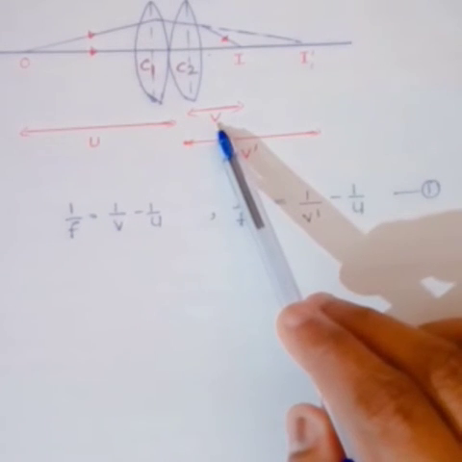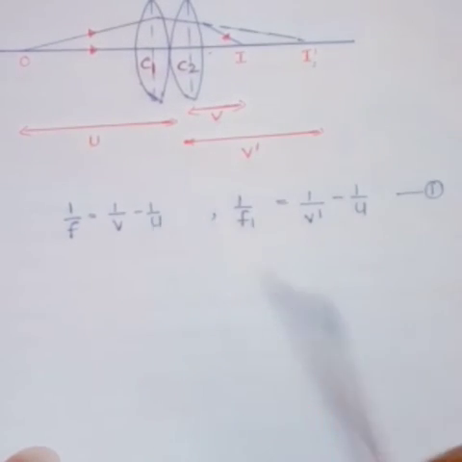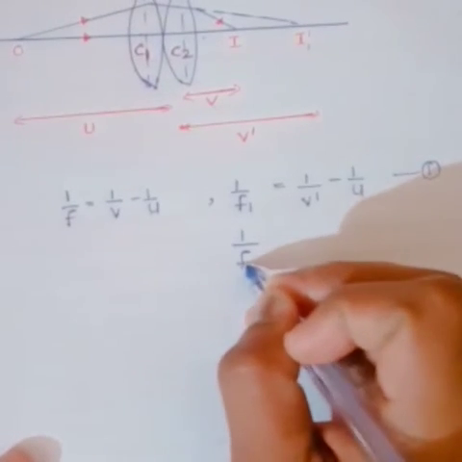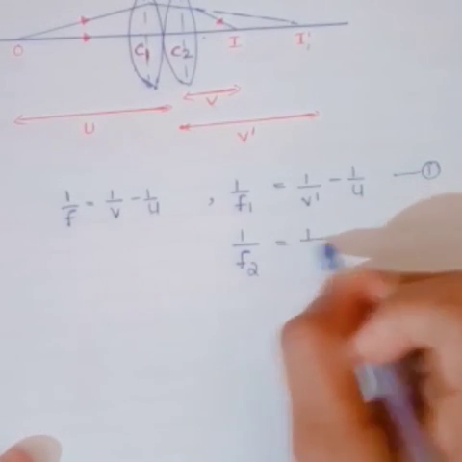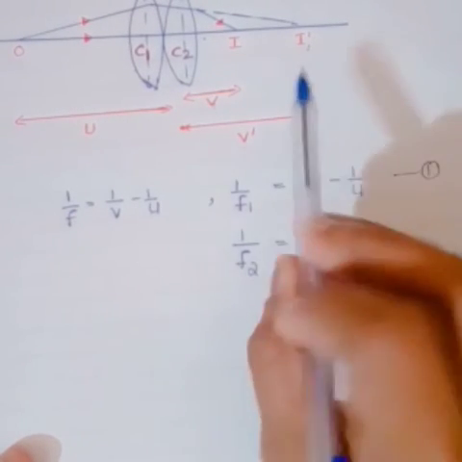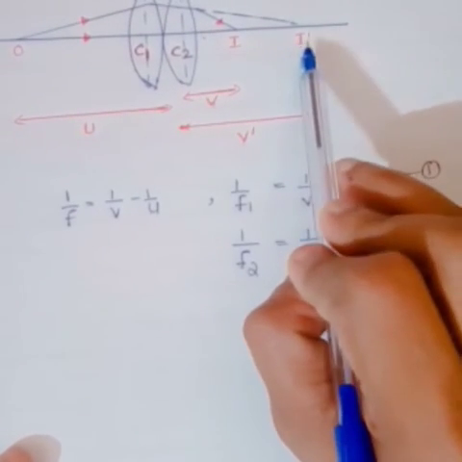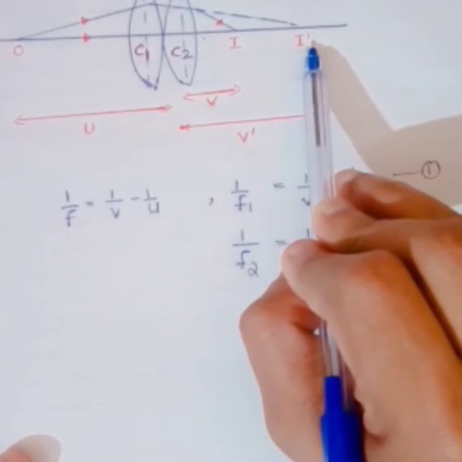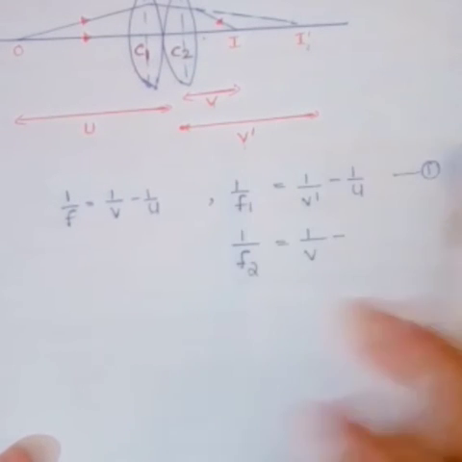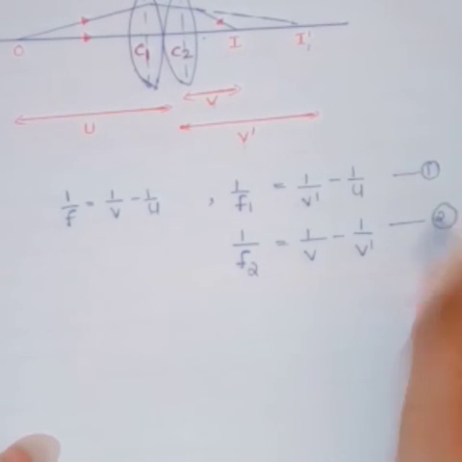Then again we apply the thin lens formula. For the second lens, the focal length is f2, so 1 by f2 is equal to 1 by V, the image distance, minus 1 by the object distance. Here I dash acts as a virtual object, so its object distance is taken as V dash. So 1 by f2 is equal to 1 by V minus 1 by V dash. This is equation number 2.